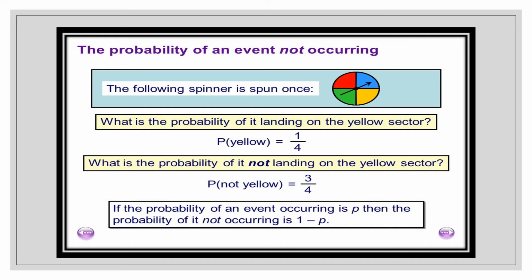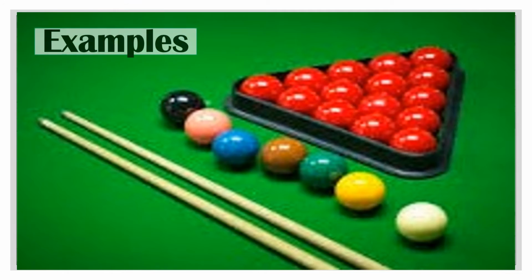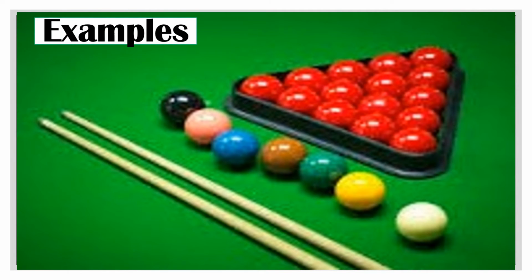And these outcomes talk about the event did not happen. Okay? So if the probability of an event occurring or happening is P, then the probability of it not occurring or happening is 1 minus P. So let's study the examples.